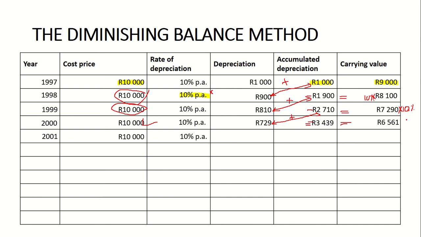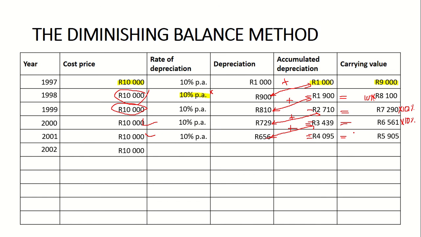To get the depreciation for 2001, I will take this and multiply it by 10%. It'll give me 656. To get the accumulated depreciation for that year, I will take 3,439, add it with 656. To get the carrying value for 2001, take the 10,000 minus the 4,095, and you will get 5,905.